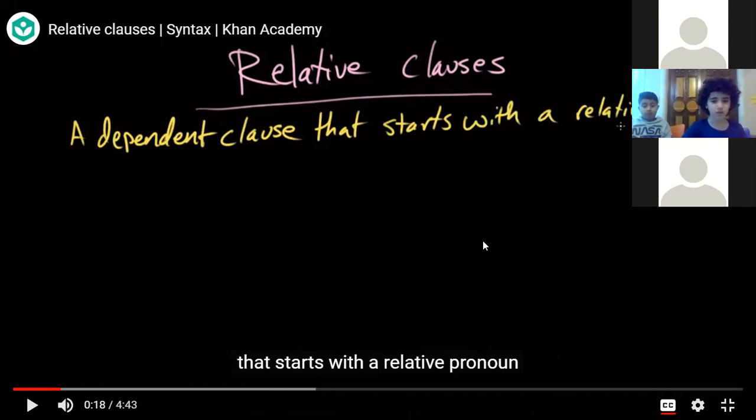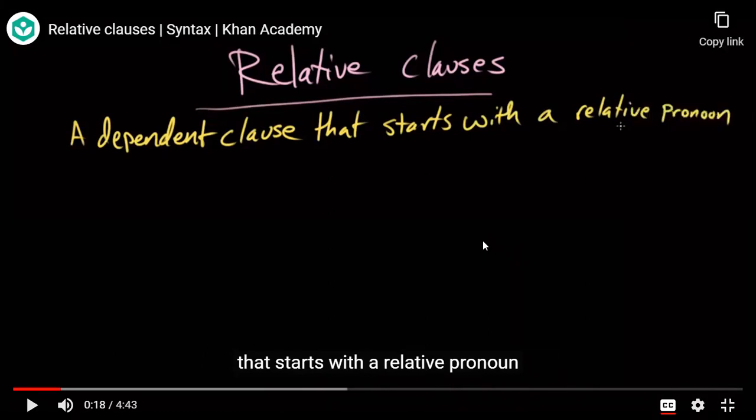So, dependent means that it cannot stand alone. A sentence cannot stand alone. It does not give the hearer the full meaning or the complete sense. It can't stand alone, the dependent clause. The independent clause can stand alone. So, dependent is the opposite of independent. Independent can stand alone, and dependent can't stand alone.